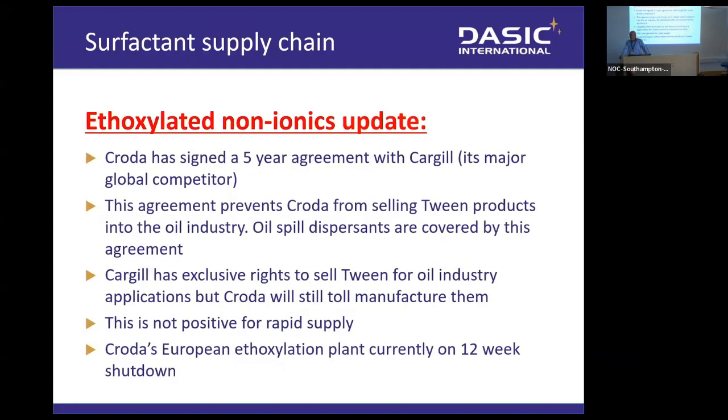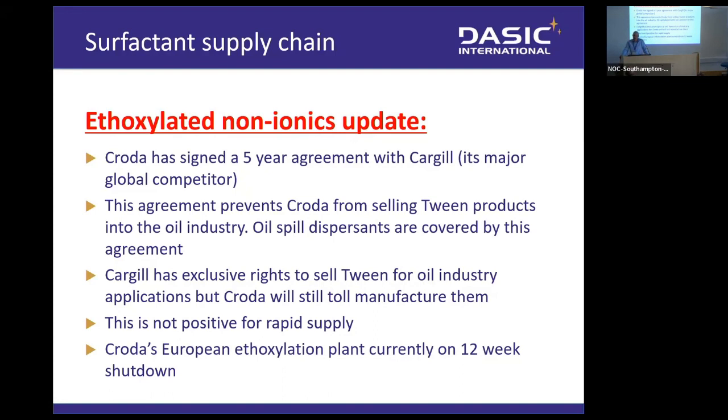So this is in red. There's now an update on this. Croda has now signed a 5-year deal with its major competitor, Cargill. Basically, this deal precludes Croda from selling Tween 80, Tween 85 into the oil industry at all, and oil dispersant manufacture is included in that. Croda will still manufacture on a toll basis for Cargill, but this is not positive for rapid supply.